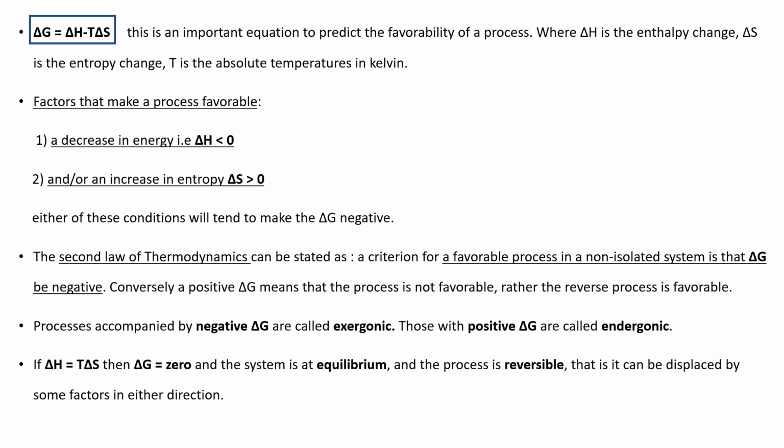Conversely, a positive delta G means that the process is not favorable and the reverse reaction is favorable. The processes accompanied by negative delta G are called exergonic, and those accompanied by positive delta G are called endergonic. If delta H equals the term T delta S, then delta G will be zero and the system is at equilibrium, and the processes are reversible, and these processes can be displaced from equilibrium by some factors in either direction.